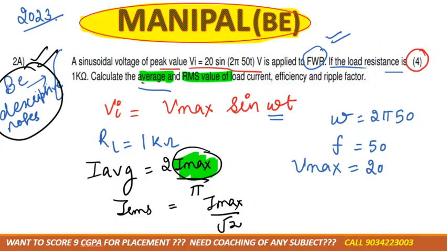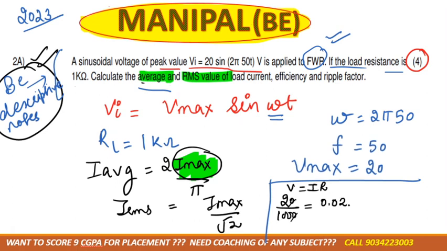Now see, in this case we need to calculate I max, correct? So according to Ohm's law, V is equal to IR, so I would be V by R. V is 20. RL is 1 kilo ohm, means 1000. So it would be 0.02 ampere, the current. So we can substitute the value of I max, and then we can get I average and IRMS.